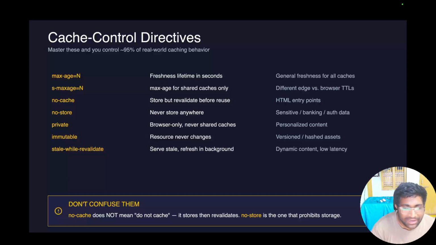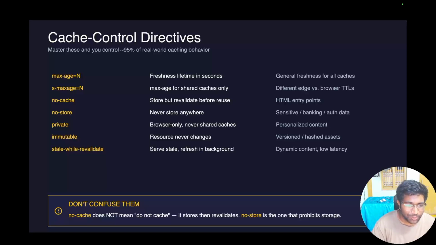Now, no-store is the one that actually kills caching entirely. Nothing is written to disk or memory. Use that only for sensitive stuff like banking pages or auth tokens, or anything that you never want sitting in a cache anywhere. Next one is private. Private is simpler.